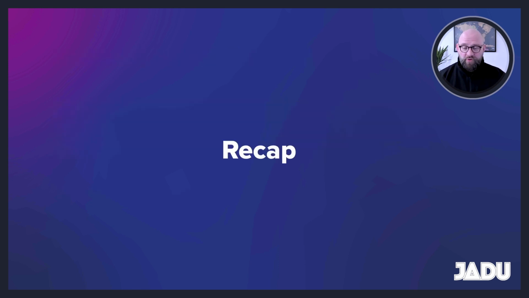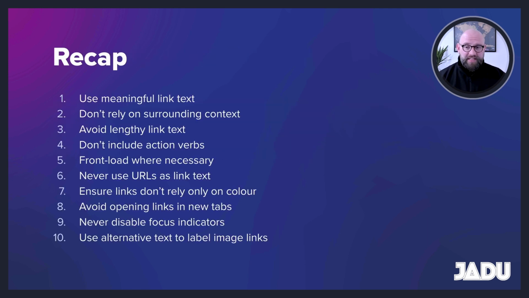Okay, so let's recap what we've covered. Number 1, use meaningful link text. Avoid click here, read more, and other ambiguous link text. Number 2, don't rely on surrounding text to provide context for links. Make sure your links make sense in isolation. Number 3, avoid overly lengthy link text. Number 4, don't include action verbs such as click here or tap here. Number 5, front load where necessary by placing the unique information in repetitive links at the start and simplifying where possible. Number 6, never use URLs as link text, as these are difficult for everyone to understand.